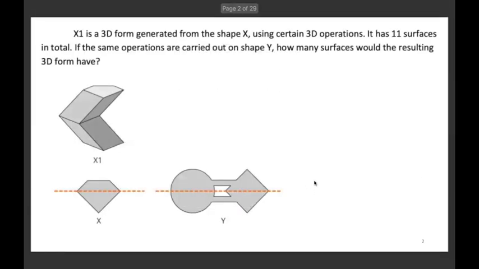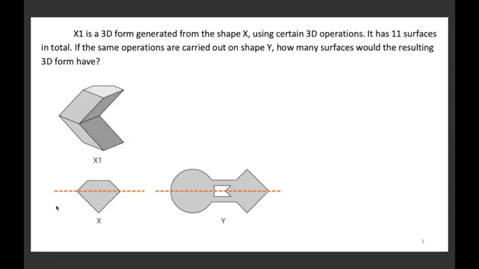The first question for the day. X form is a 3D form generated from the shape X using certain 3D operations. It has 11 surfaces in total. If the same operations are carried out on shape Y, which is this one, how many surfaces would the resultant 3D form have?